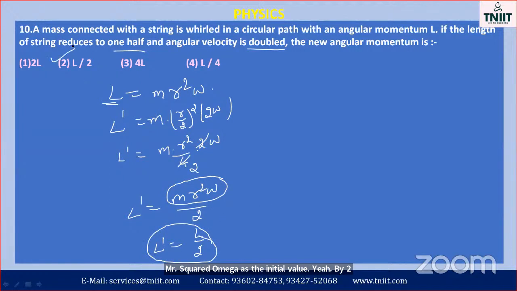So which is the right option? B. Option B is the right answer. Only thing, you have to remember the formulas. Angular momentum is given by m r squared into omega.